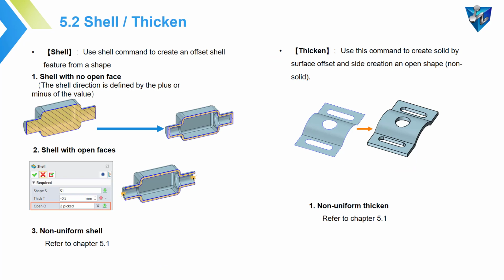The next page is about shell and thicken. These two commands are easy to understand. Shell is used for making solid shape to hollow shape with a certain thickness, and thicken is used for making surface to solid. And for both, we can make uniform and non-uniform transformation.